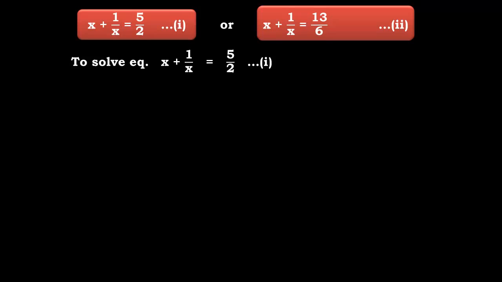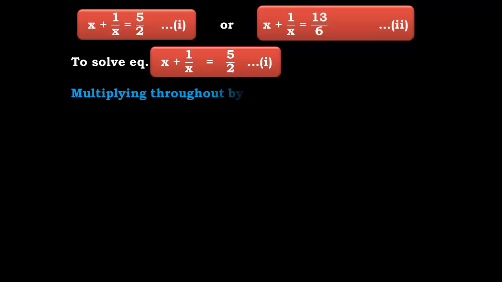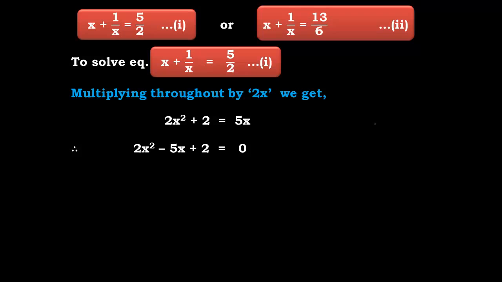x plus 1 upon x is equal to 5 upon 2. We have to multiply throughout by 2x. We get 2x square plus 2 is equal to 5x. So 2x square minus 5x plus 2 is equal to 0. Now 2 into 2 will become 4, and the factors of 4 are minus 4 and minus 1, because we require minus 5.